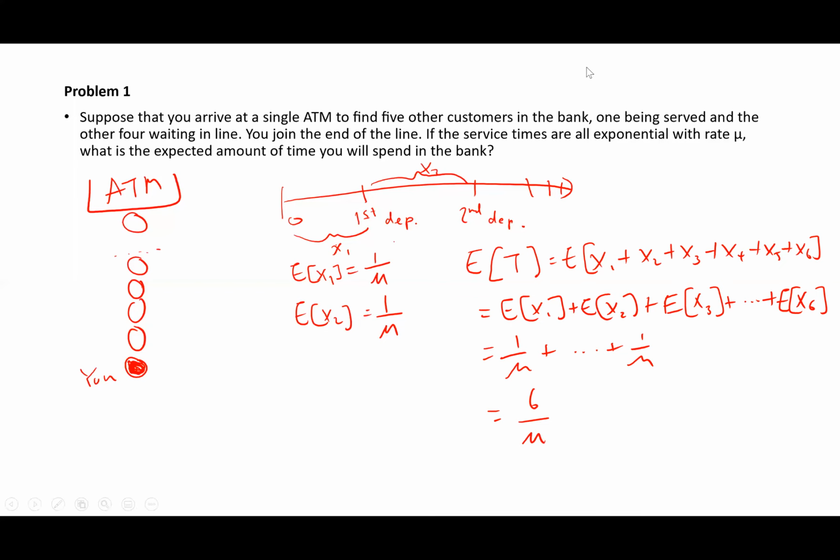This is a straightforward problem. It's simply asking what is the expected value of time for you when you're at the end of the line. It's simply 6 over mu.